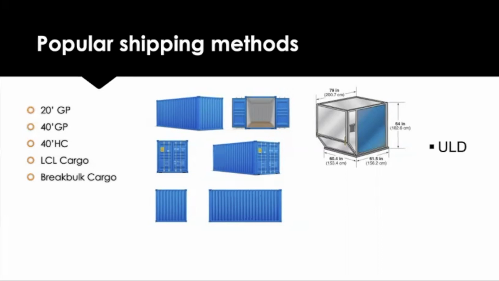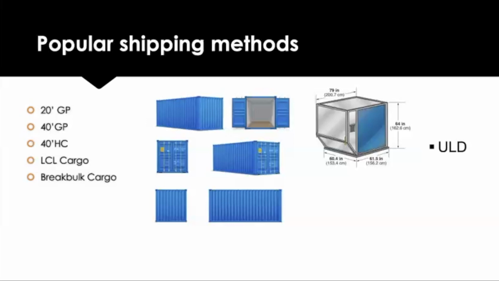LCL cargo is less than a container load. And break bulk cargo is the least popular and generally used for oversized cargoes that exceed the length, weight, or height of a 40-foot container. And containers can be dry, they can be refrigerated, open topped.